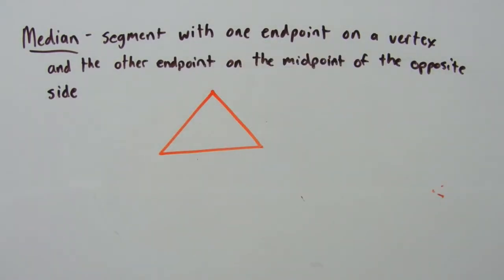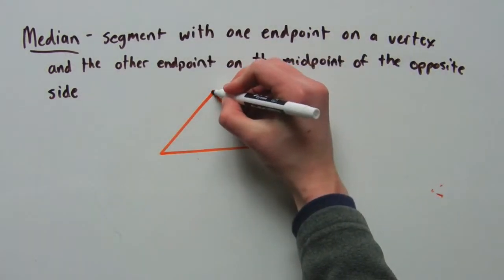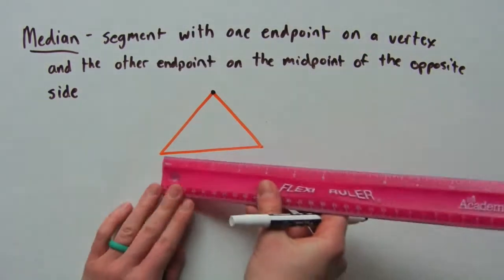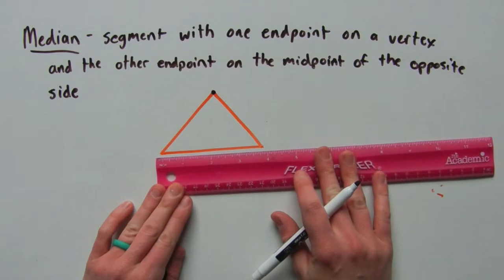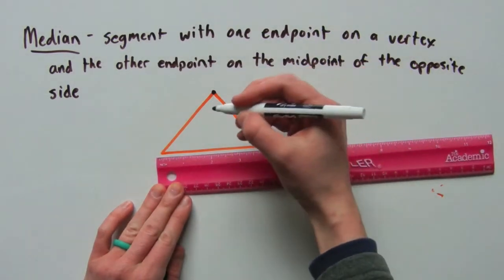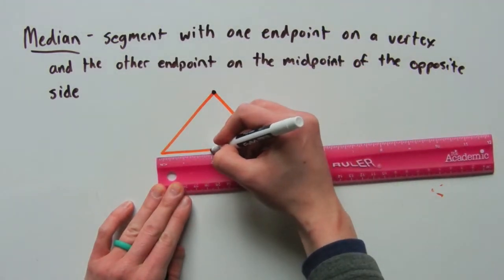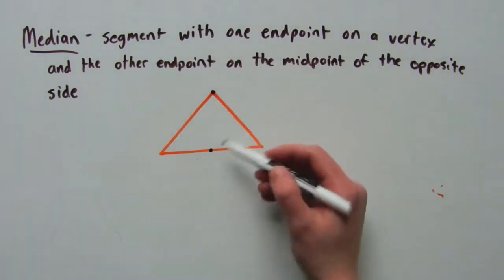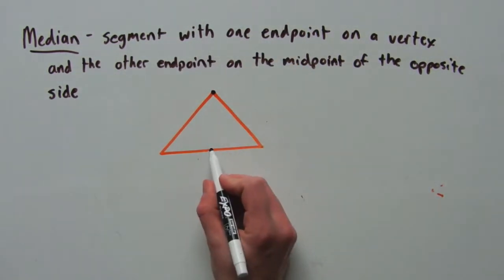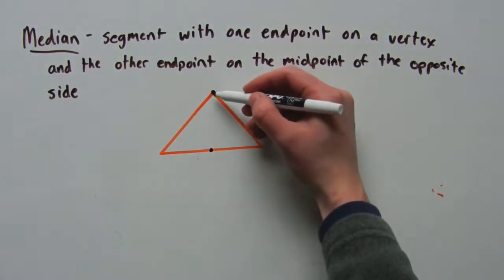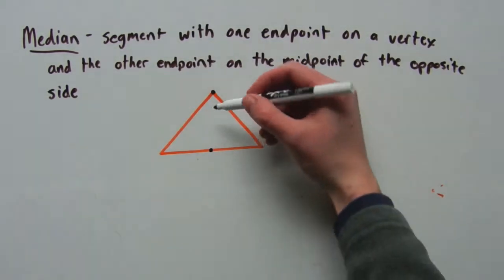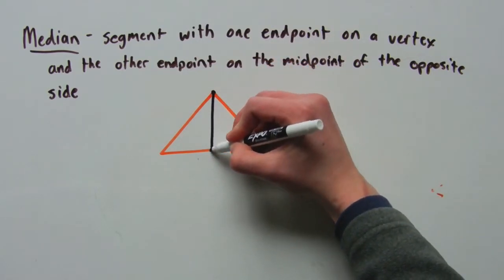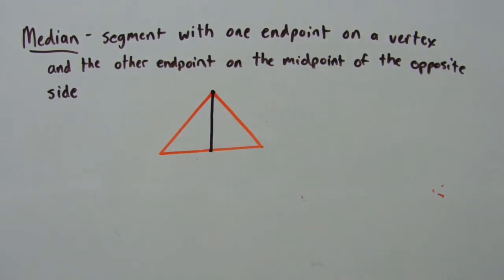So here's our triangle. For our first median, the endpoint lies on the vertex. Then we find the midpoint of the opposite side. So here's the vertex, here's the opposite side. The midpoint of the opposite side becomes the second endpoint. So now we just connect the endpoints. So that is one median.